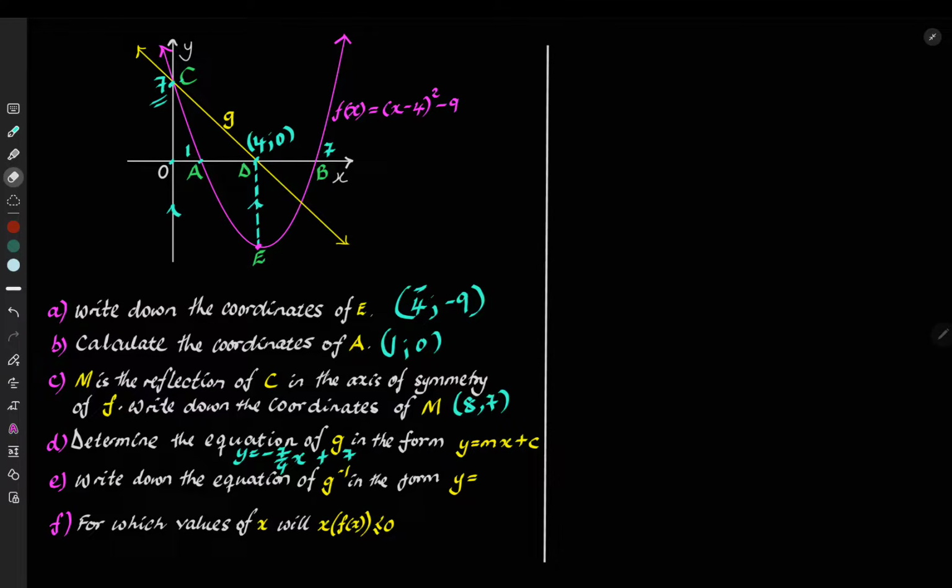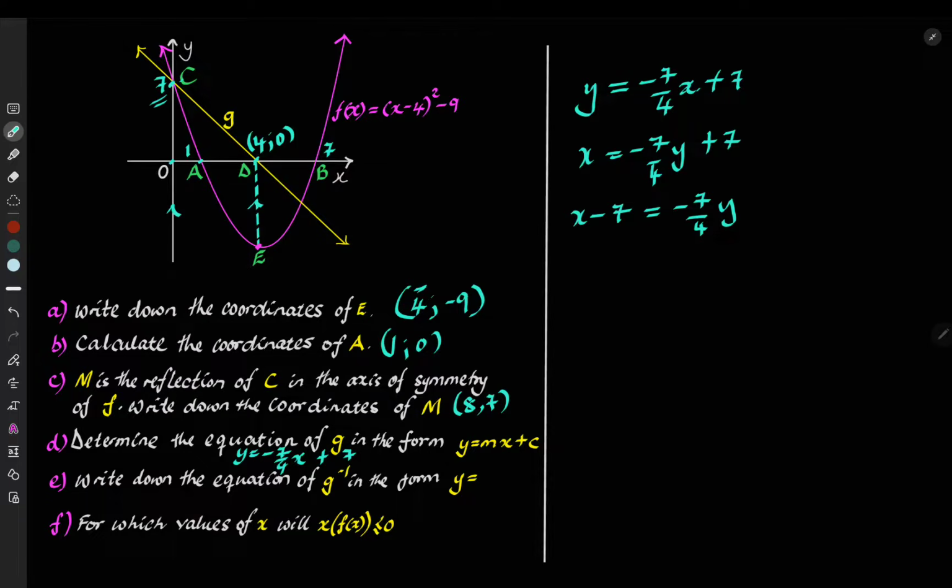Moving on to part E. Now in part E, we are asked to write down the equation of the inverse of g in the form y is equal to. So we know that the equation of g we calculated previously was y is equal to negative 7 over 4x plus 7. So now to do the inverse, we just swap y and x around, then we make y the subject. So the y becomes x, so x is equal to negative 7 over 4 y plus 7. Then we just make y the subject. So then that becomes x minus 7 is equal to negative 7 over 4 y.